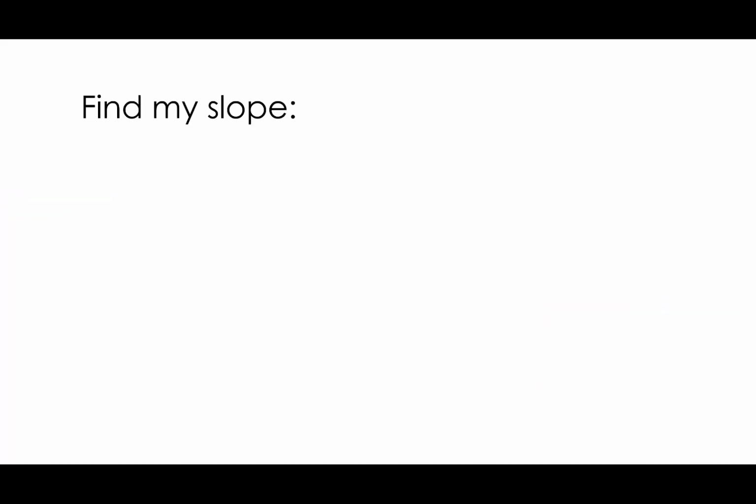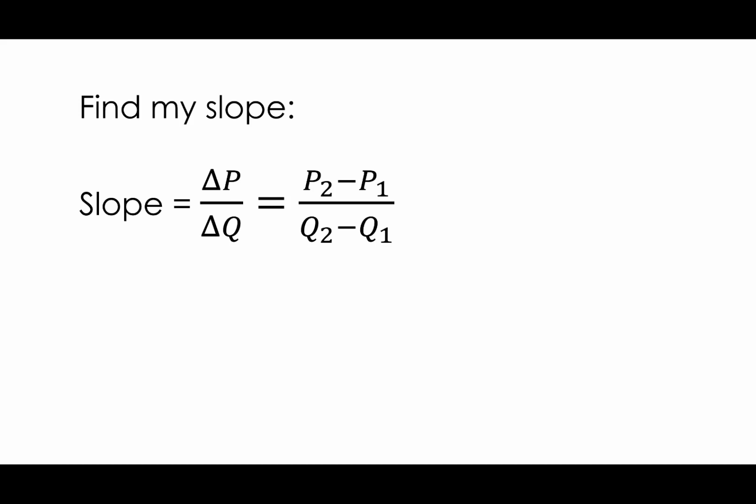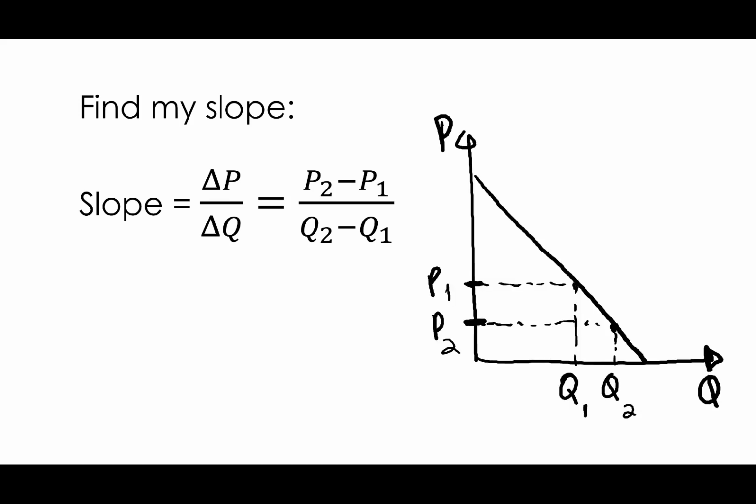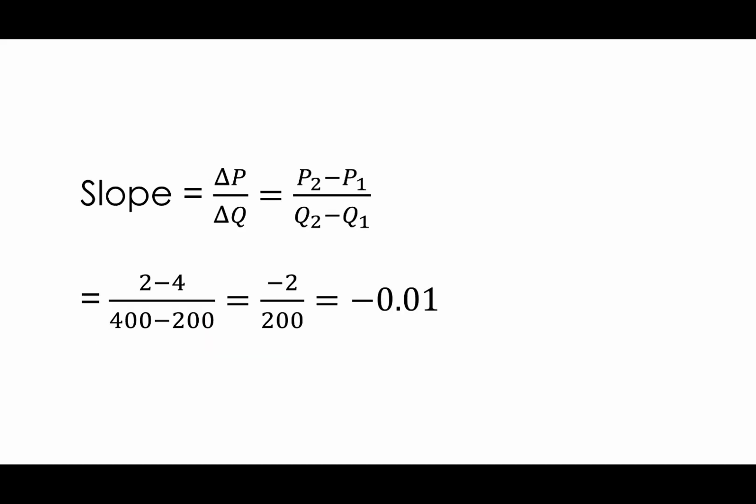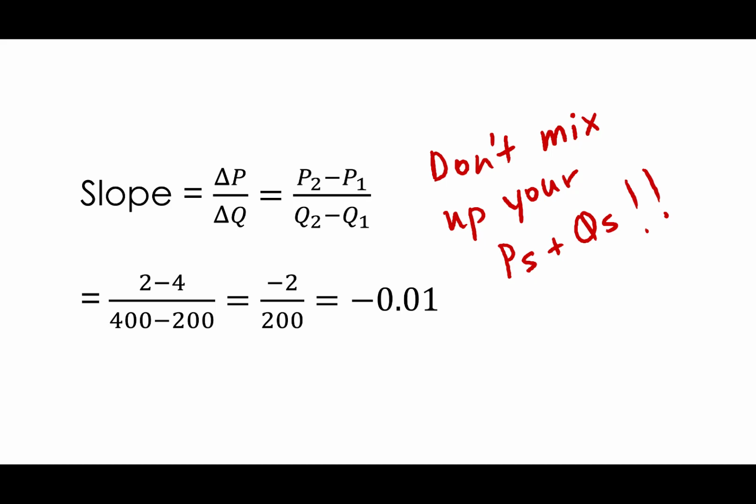So the first thing I have to do is I need to find my slope. To find my slope, I need 2 pieces of information. I need price and quantity in one observation and price and quantity in another. And so I'm trying to figure out how steep or flat this line is. I have 2 data points, and I'm going to calculate the slope using that information. And when I do so, I find out that it's negative. So as price goes up, quantity demanded falls, and it's equal to 0.01. Really important not to mix your P's and Q's to make sure you get a slope of the right sign.